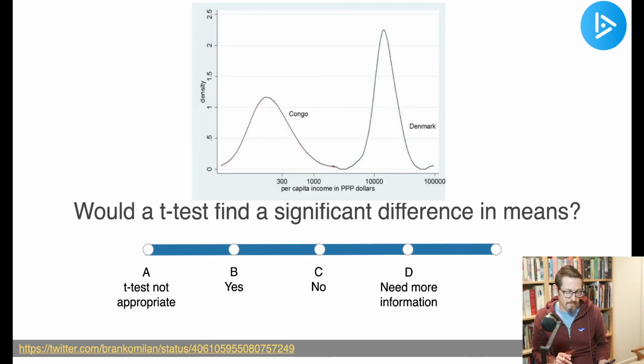All right. So let's take a look at these two. Would a t-test find a significant difference in the means? Take a look at A, B, C, and D as your options. Would the t-test find a significant difference in means between this curve representing the Congo and the curve representing Denmark?